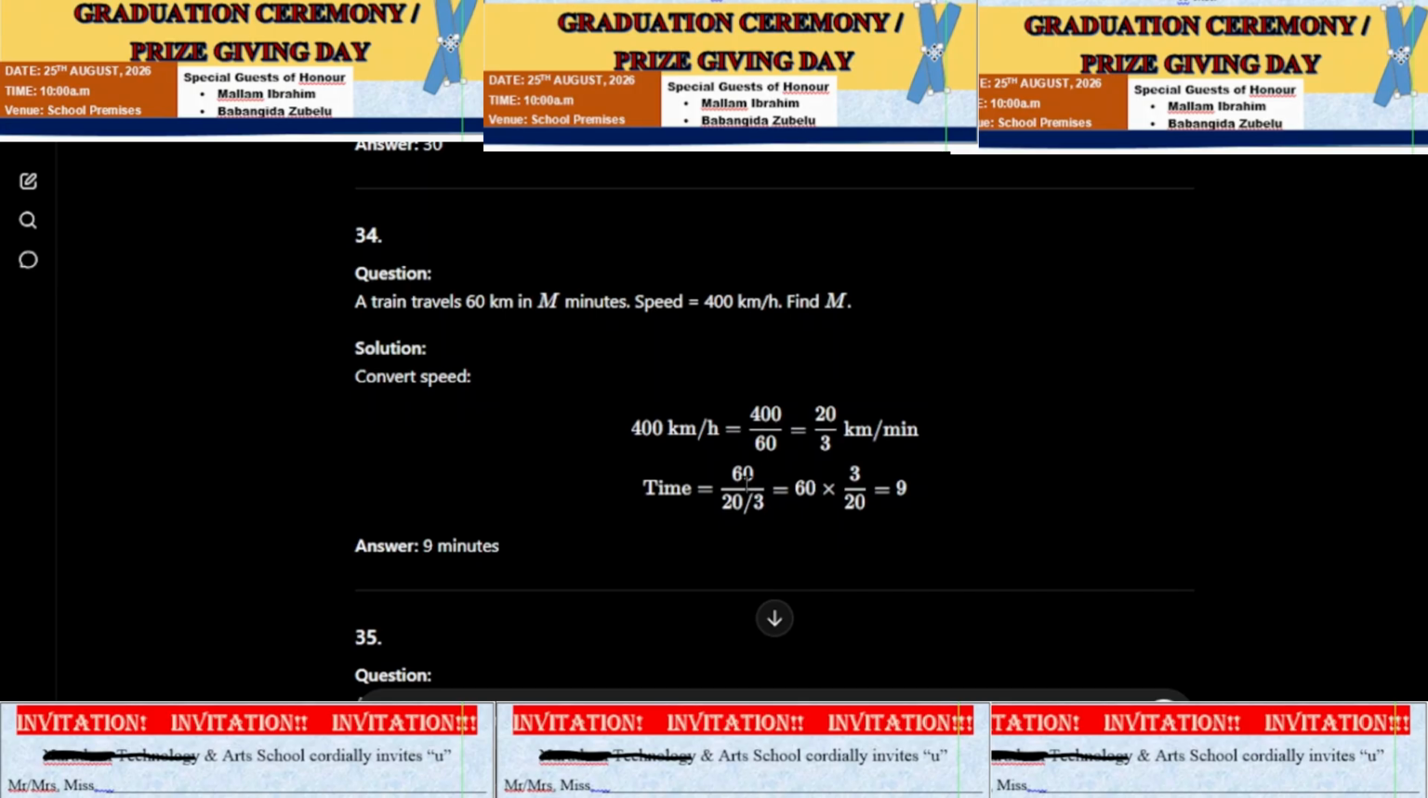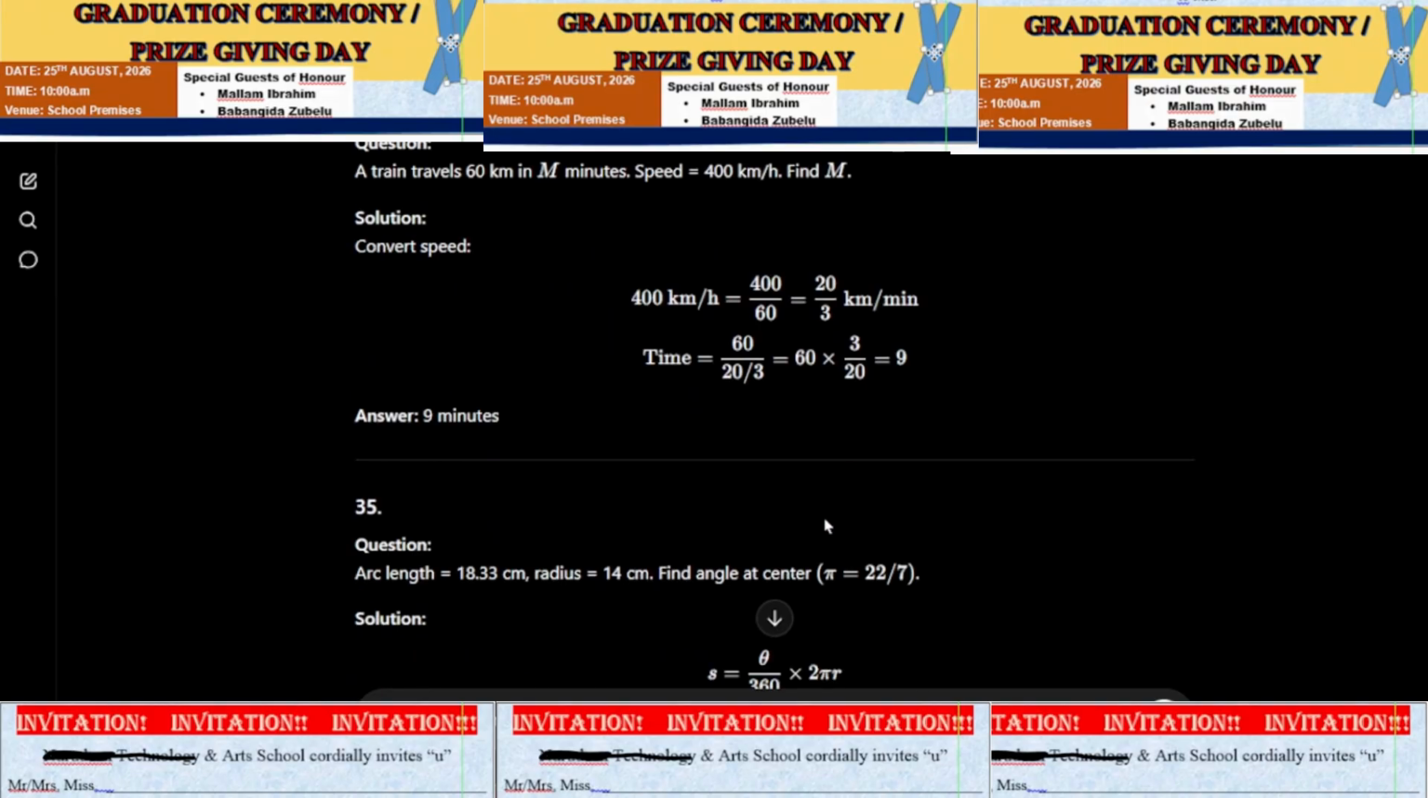Here we have 60 divided by 20 all over 3. If you take the reciprocal of that 20 all over 3, the top number becomes the bottom number and the bottom number becomes the top number. That means the 3 will go up, the 20 will come down. That's how we got 3 all over 20. 20 can go into 60 3 times, so we are left with 3 here. So 3 times this top 3 is 9. So our answer is 9 minutes.